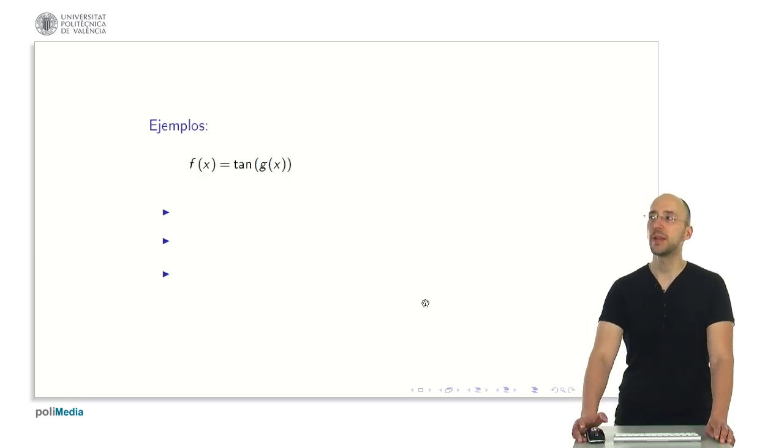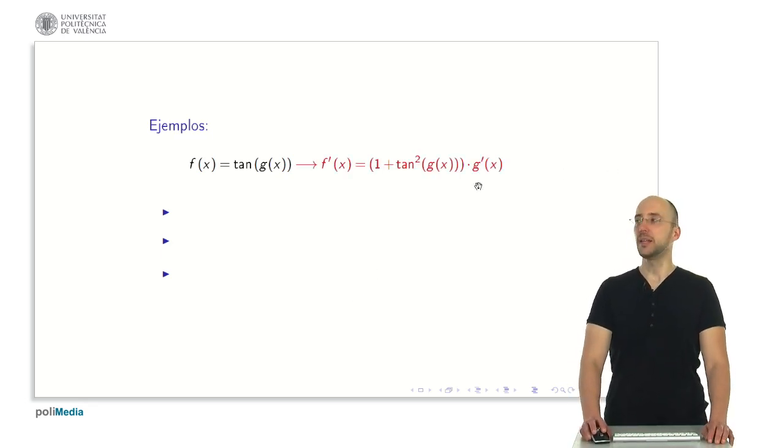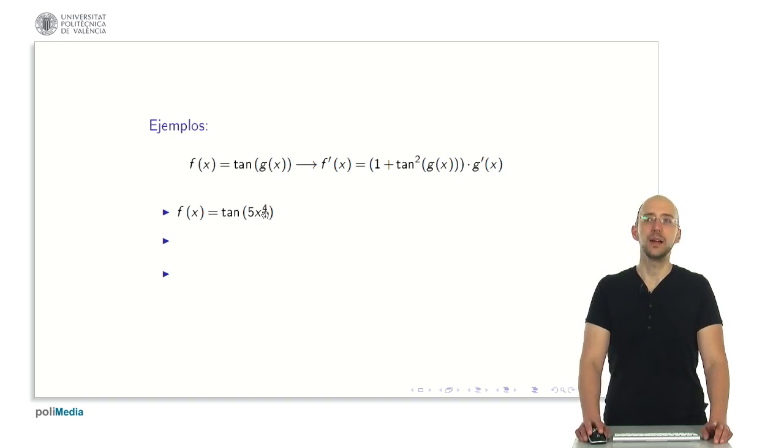Finally, let's explore some examples using the formula for the tangent of g of x. I'll leave it written here so we can visualize the pattern. I remind you that it was 1 plus the tangent squared of g of x times g prime of x. In this example, we have the tangent of 5x to the fourth. Calculating its derivative is straightforward. The 4 comes down in front, and 5 multiplied by 4 is 20. Consequently, the result is 20x cubed because we subtract 1 from the exponent.